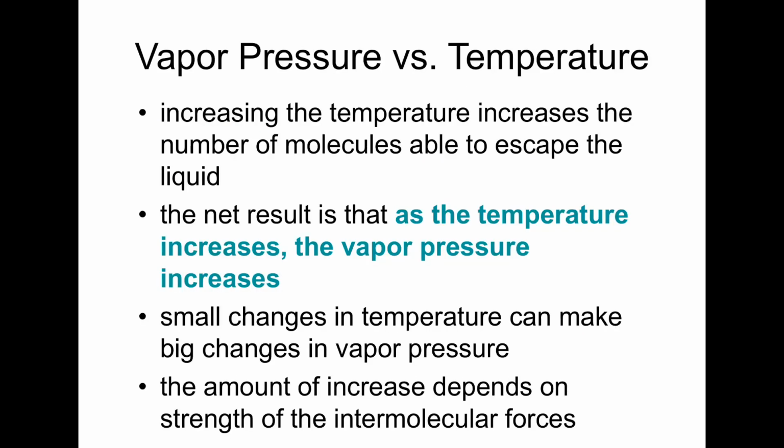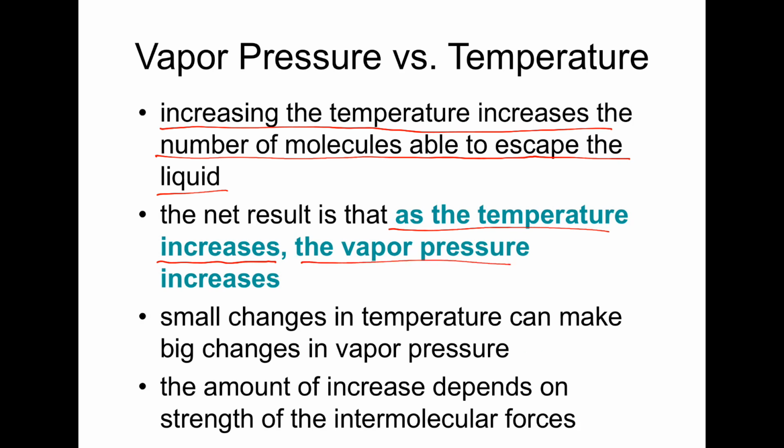Remember back when we were talking about what it meant to become a vapor, and we talked about how when you give the molecules more kinetic energy, so you're increasing the temperature, the number of molecules that are able to escape the liquid phase increases. And what that means is that if there are more molecules escaping the liquid phase and going into the vapor phase as the temperature is rising, the vapor pressure is going to increase. So as temperature goes up, the vapor pressure is also going to go up. And really small changes in temperature make really big changes in the vapor pressure.